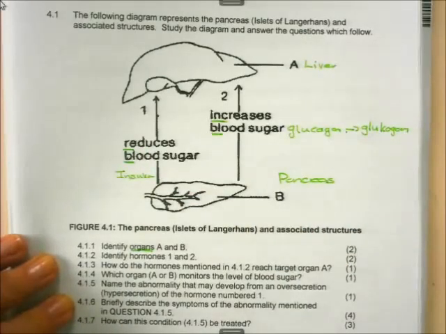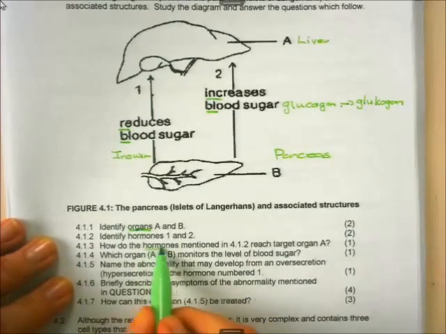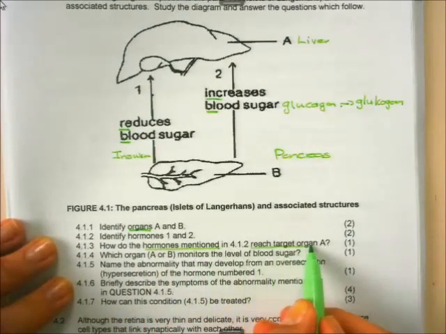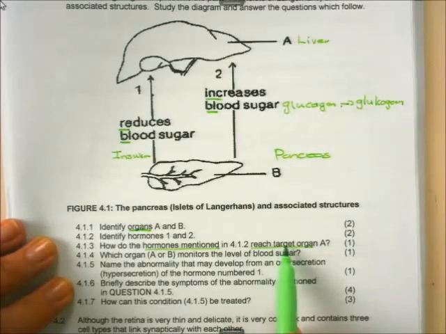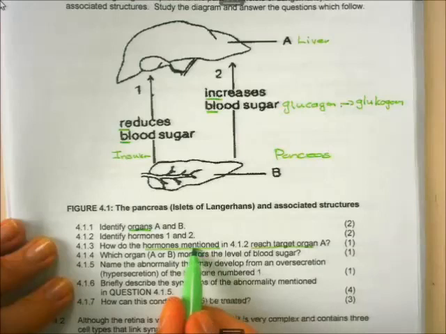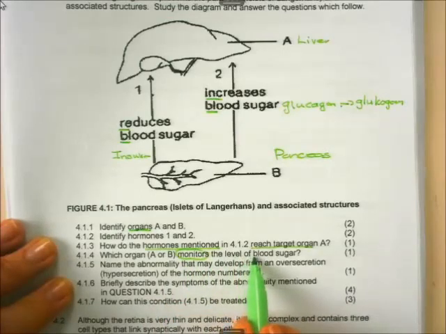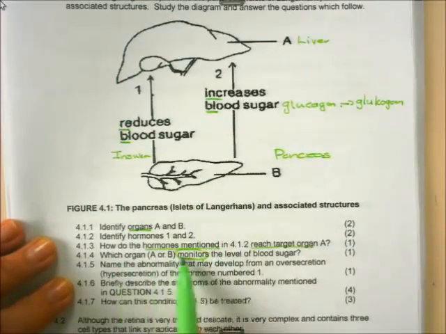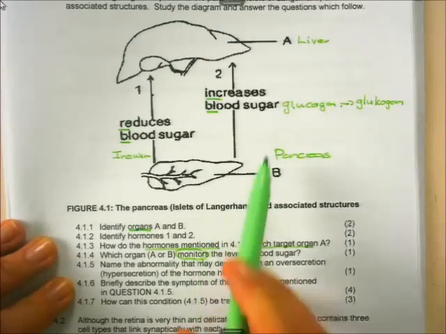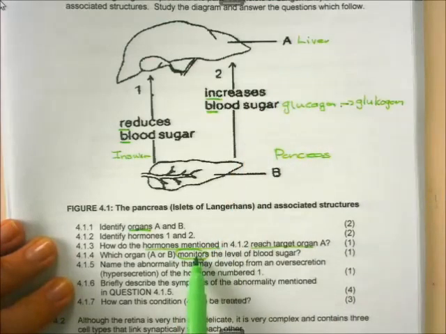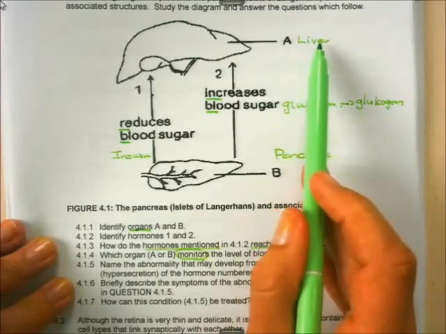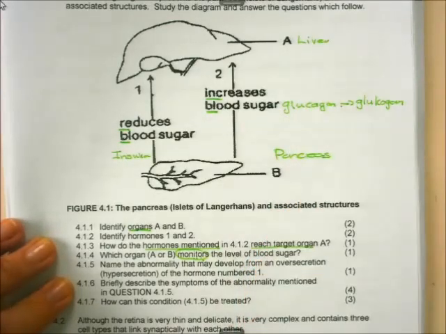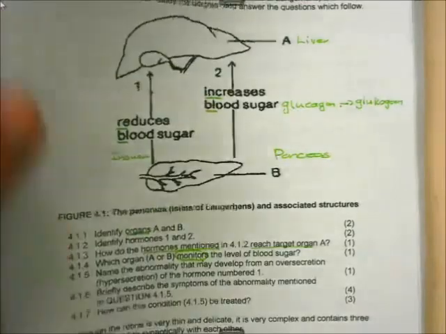Please remember that. How do the hormones mentioned reach their target? They are transported in blood. Which organ monitors the levels of blood sugar? The pancreas. In which organ is glucose stored? The liver. In what form is glucose stored? It is glycogen. That is all that I have to emphasize in this question.